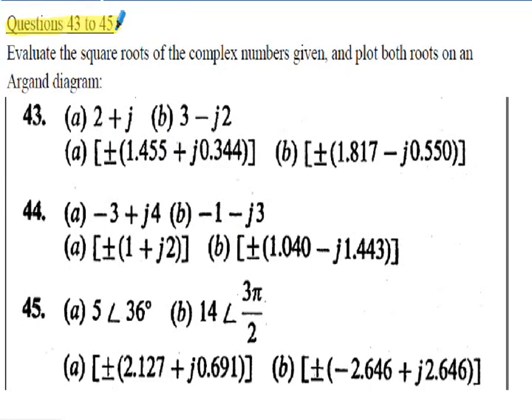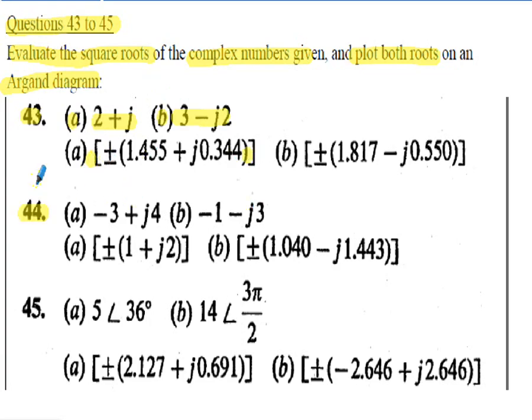Questions 43 to 45. This time we're asked to evaluate the square roots of the complex numbers given and then plot the roots on an Argand diagram. So question 43 part A, the complex number is in Cartesian form, 2 plus j. We need to convert that to polar form and use DeMoivre's theorem to find the roots, and the same approach with part B. Solutions are in the square brackets.